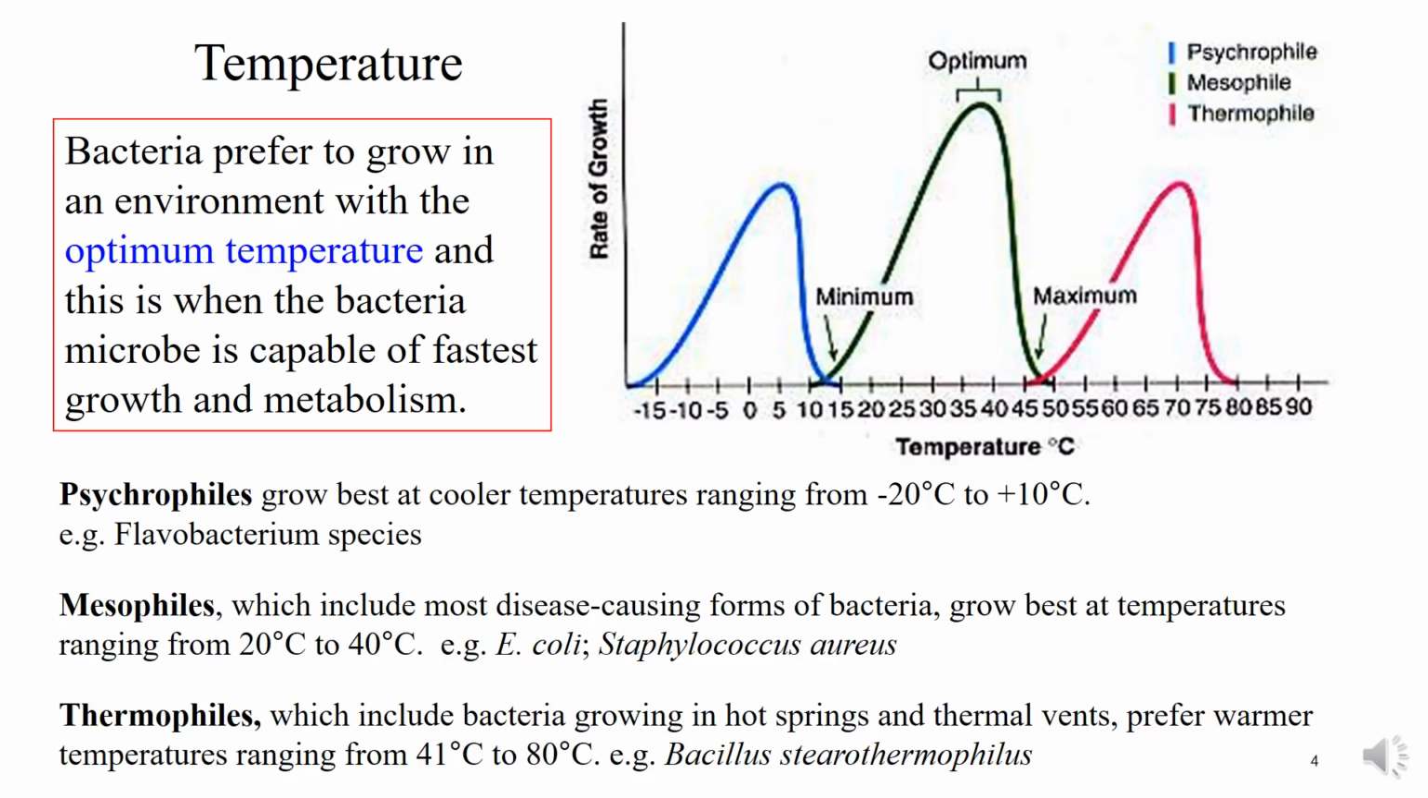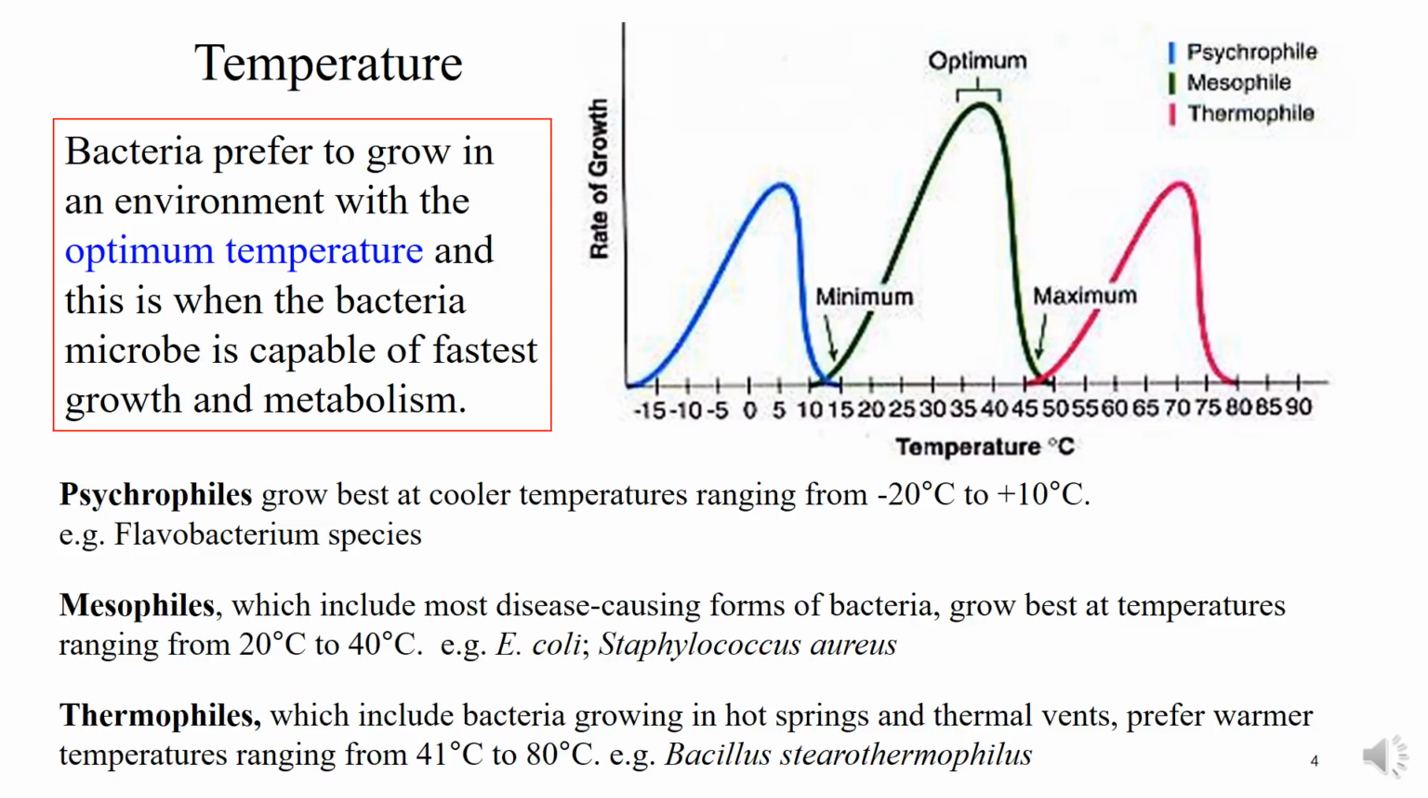Let's look at temperature as one of the physiological conditions for bacterial growth. Bacteria prefer to grow in an environment with optimum temperature. Optimum temperature is the best temperature for its growth. So the rate of growth will be the fastest in the optimum temperature. It can be classified into three broad categories based on the temperature at which they grow.